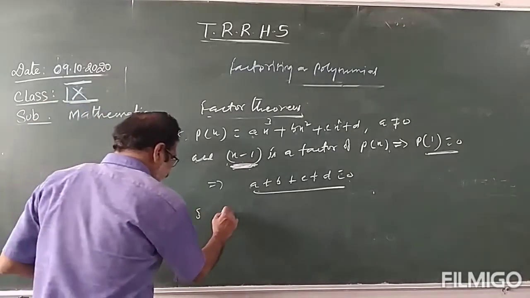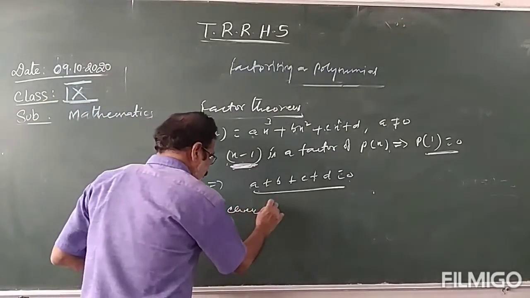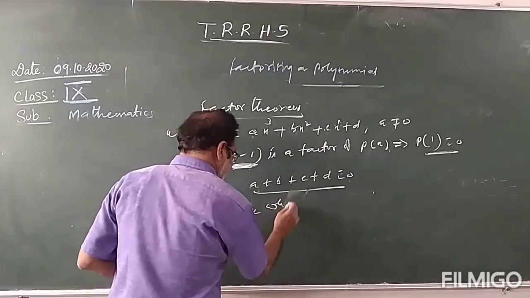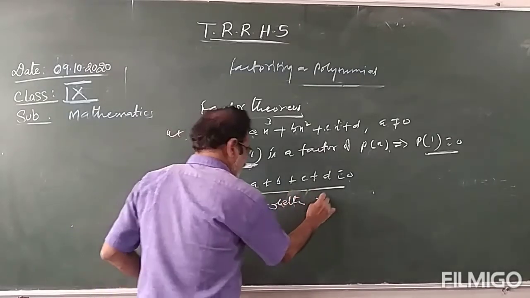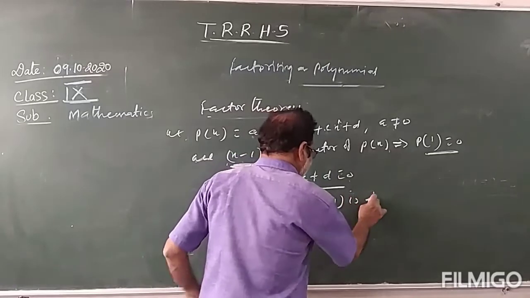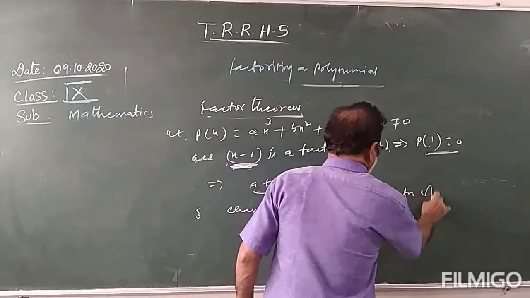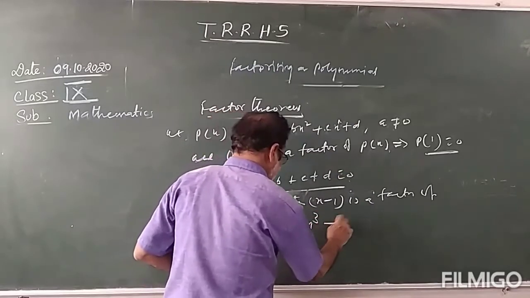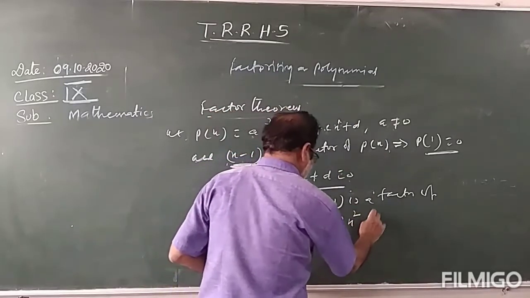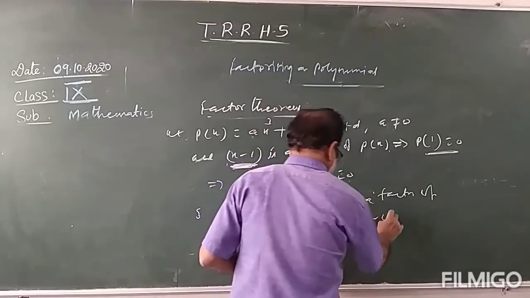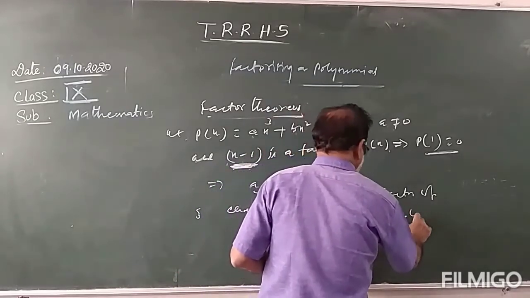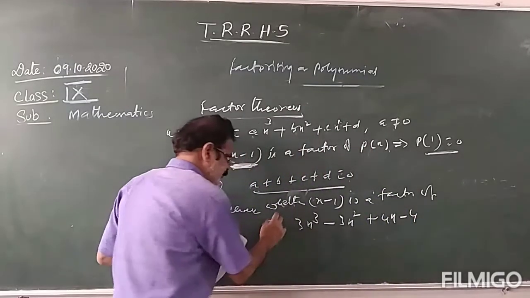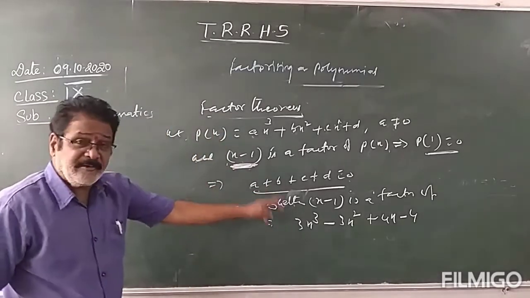Example. Check whether x minus 1 is a factor of 3x cube minus 3x square plus 4x minus 4. See whether x minus 1 is a factor of this.